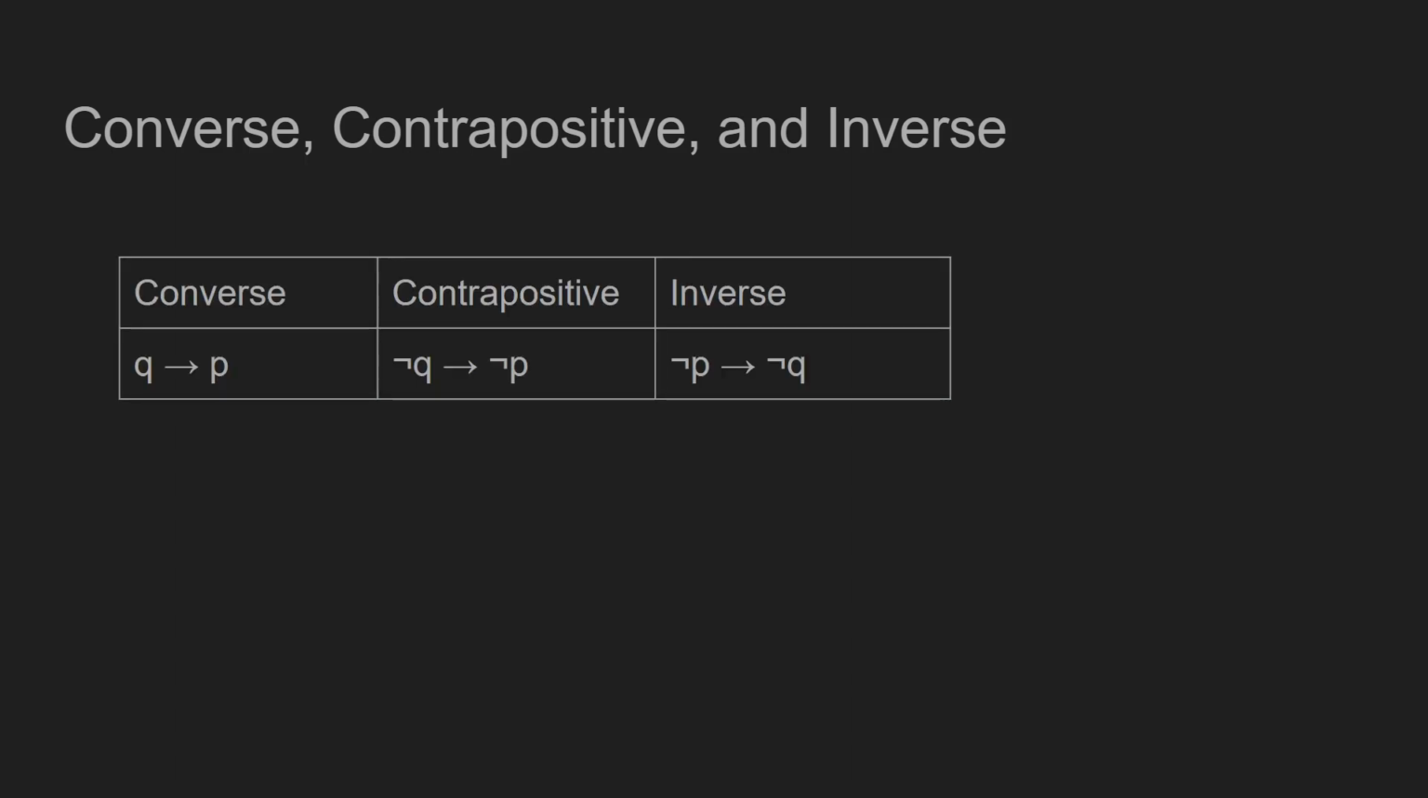Let's see some branches of conditional statement: converse, contrapositive, and inverse. Converse is Q to P, that means if Q, then P. Contrapositive is if not Q, then not P. And inverse is if not P, then not Q. This is like some theorem. Alright.